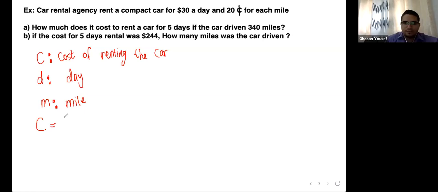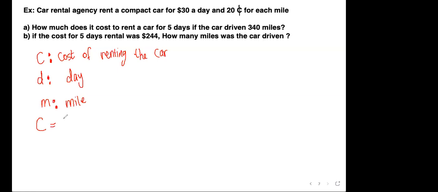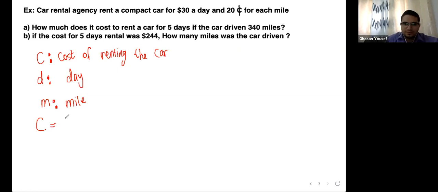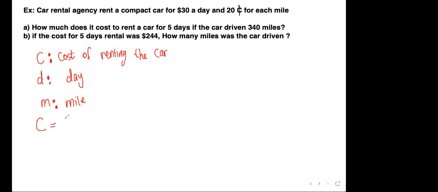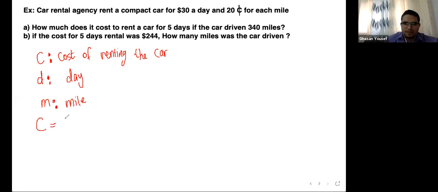Okay, but what about the 20 cents? You have to change it to dollars, right? Exactly. So you have to divide the 20 by what? By 100. Because each 100 cents gives me $1. So dividing 20 by 100, I change cents to dollars. So you're correct. Your idea is completely correct.